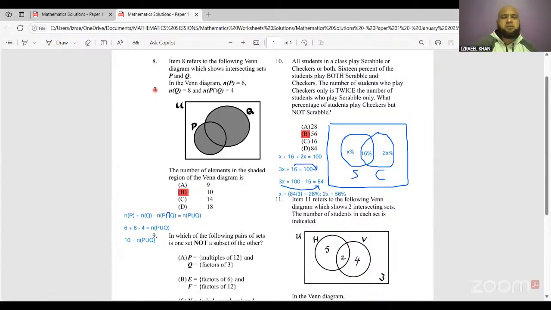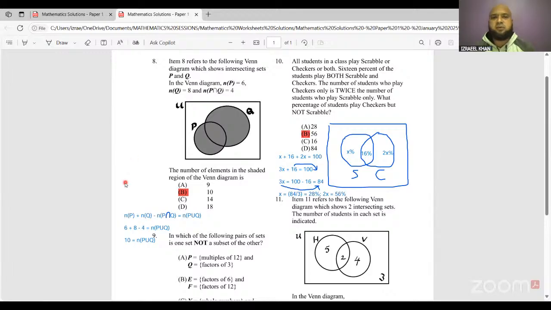Question 8, as you all could see, we're moving away from number theory and computation into set theory. Item 8 refers to the following Venn diagram, which shows intersecting sets P and Q. It just means that the sets overlap. They're saying in the Venn diagram, N of P is 6, which means the number of members in P is 6. N of Q is 8, and N of P intersect Q is 4. So the middle area, the overlap region, would be 4. But we have all these other numbers to juggle.